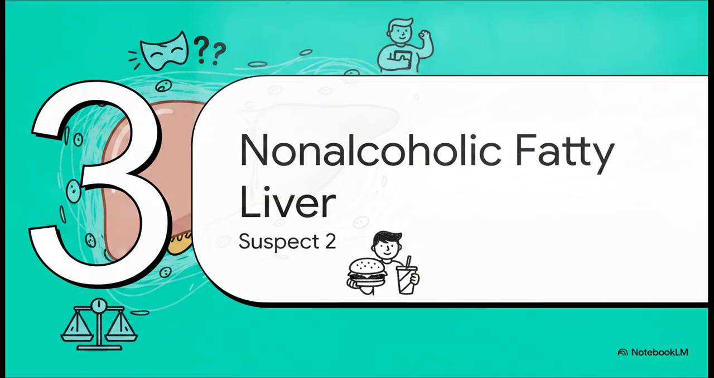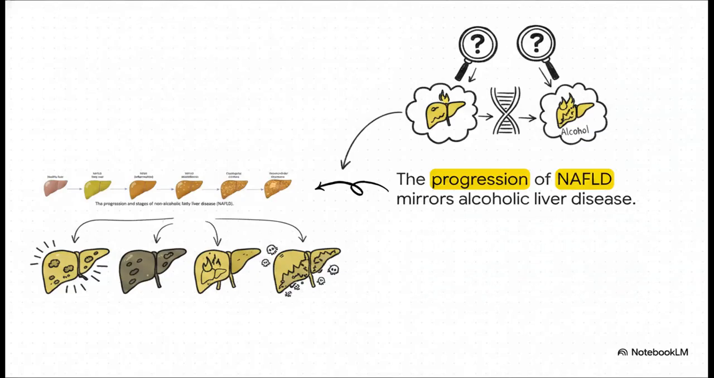Part 3. Suspect 2. Non-alcoholic fatty liver disease, or NAFLD. Now, this next suspect is an absolute master of disguise. It causes histologic features that perfectly resemble alcoholic liver disease, but it strikes patients who consume little or zero alcohol. Thanks to the rising rates of obesity and metabolic syndrome, NAFLD is actually now the single most common cause of chronic liver disease in the United States.